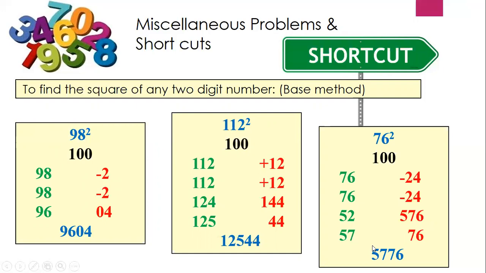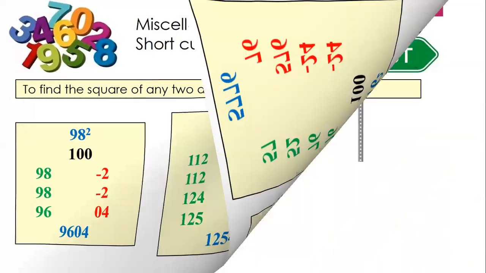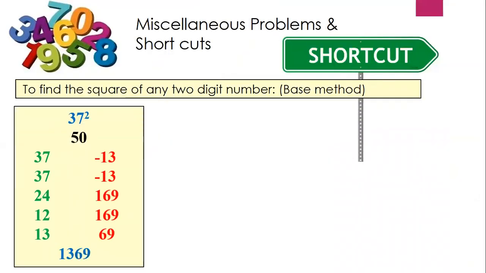Okay. So when we have 100 as our base, we'll be able to get direct answers. But when we have a different base, for example, 37 square. Okay. Here, if we take 100 as our base, it will be more difficult. So we take 50 as our base. Okay. So 37 minus 50 is minus 13. 13 into 13 is 169. 37 minus 13 is 24. So here, since I have 50 as our base, how do we get 50 from 100?